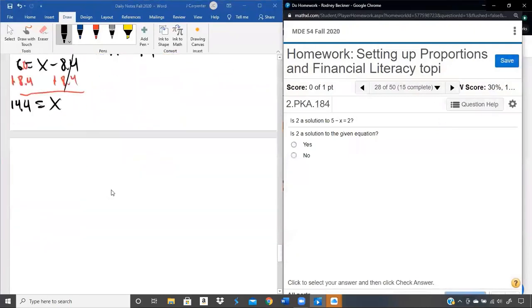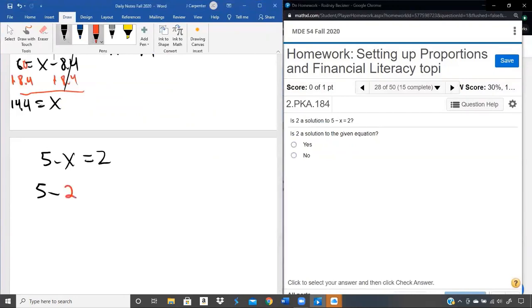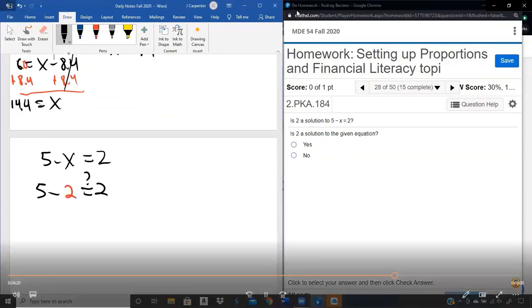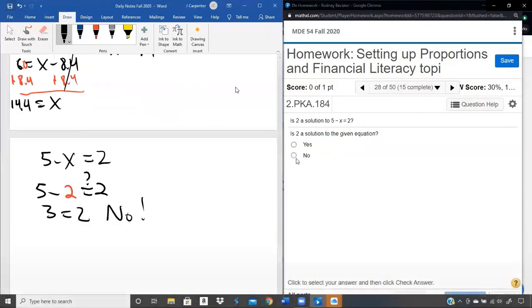If you want to check your solutions, you just plug it in. So we've got 5 minus x is equal to 2. They say, is 2 a solution? So turn the x into a 2. So we go 5 minus, I'll use red for the substitution, 2. Now what we're saying is, is this equal to what we originally had on the right-hand side, 2? Well, 5 minus 2 is 3, which is a big fat no. 3 is not 2.